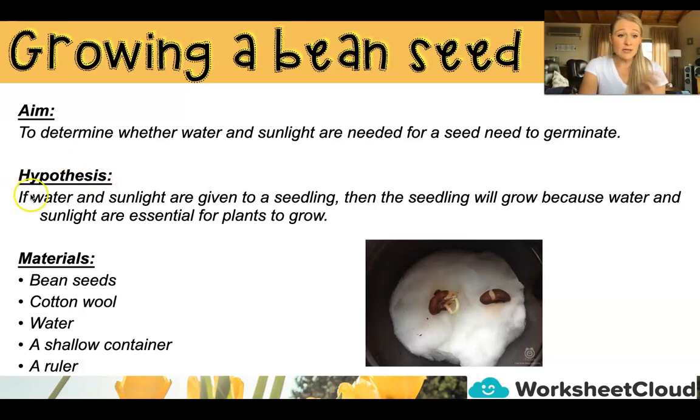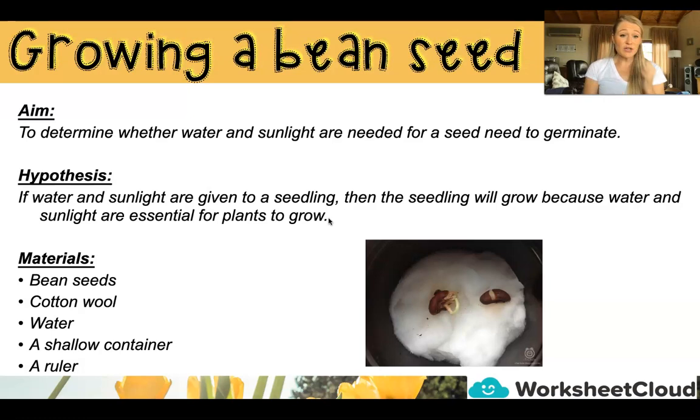So I've written here, if water and sunlight are given to a seedling, then the seedling will grow, because water and sunlight are essential for plants to grow. Now, I haven't done this experiment yet, so I could be wrong. Remember, this was just my guess. And that's the beautiful thing about a hypothesis.